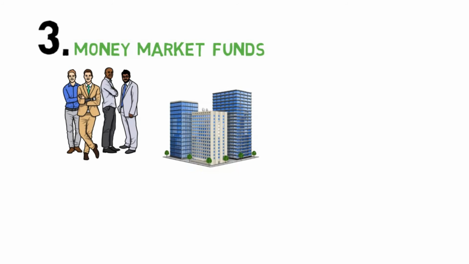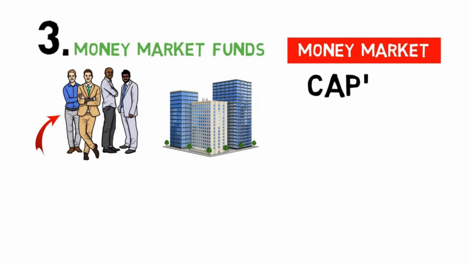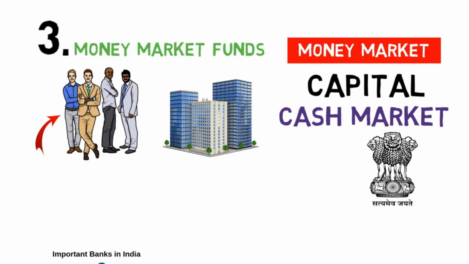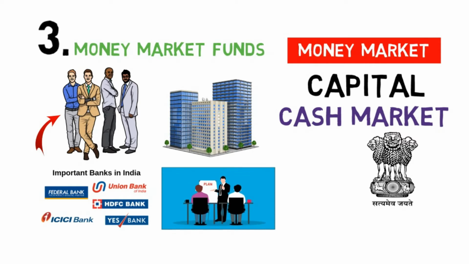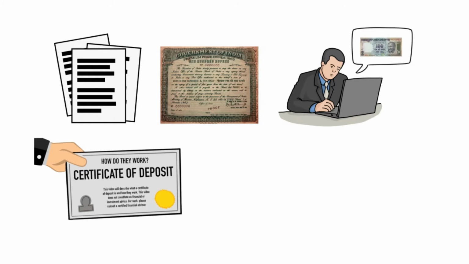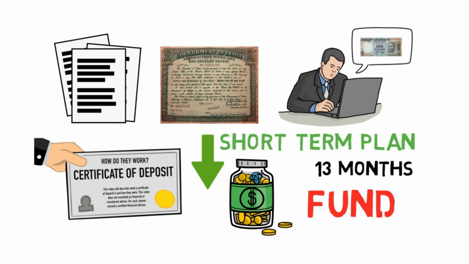Number 3, money market funds. Investors trade stocks in the stock market. In the same way, investors also invest in the money market, also known as capital market or cash market. The government runs it in association with banks, financial institutions, and other corporations by issuing money market securities like bonds, dated securities, and certificates of deposits, among others. The fund manager invests your money and gives regular dividends in return. Opting for a short-term plan not more than 13 months can lower the risk of investment considerably on such funds.